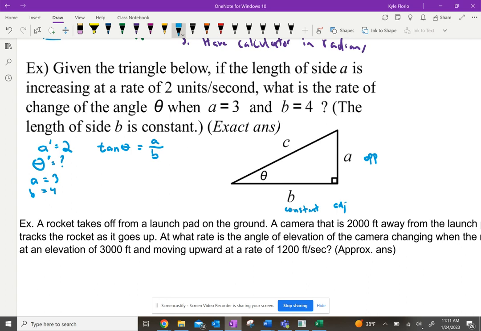Now we know B is 4, and that's a constant. So I can put this as A over 4 because 4 isn't going to change. The A is going to change because the side length of A is getting bigger.